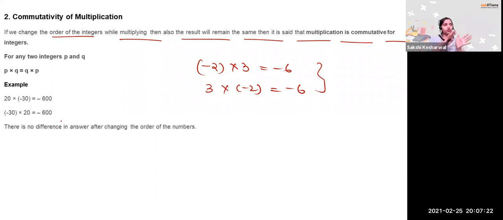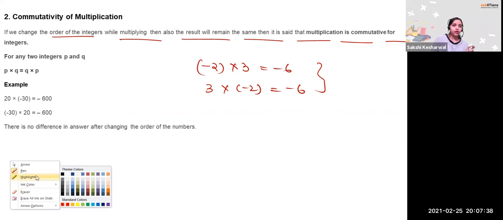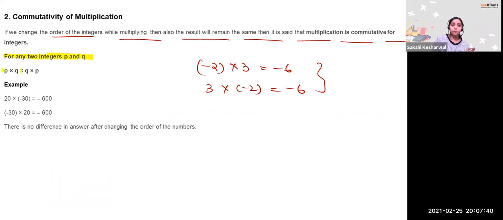If you just change the position, your answer will remain the same. But is it true for subtraction? No, no, no, no. So it's no. But for multiplication, it's yes. As you see over here, for any two integers p and q, p into q is equal to q into p. So 30 into minus 20 is what? Minus 600. And minus 20 into 30 is again what? Minus 600. We say that there is no difference in the answer after changing the order of the numbers. That's your answer.